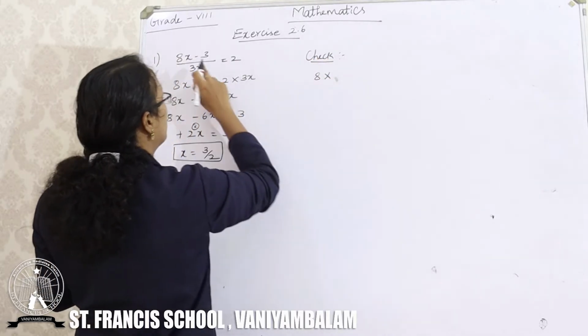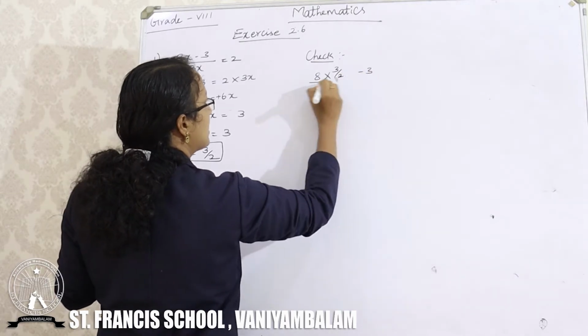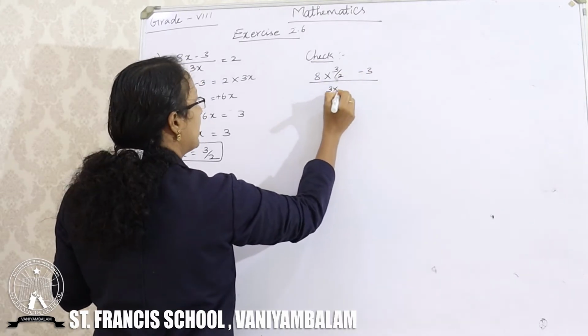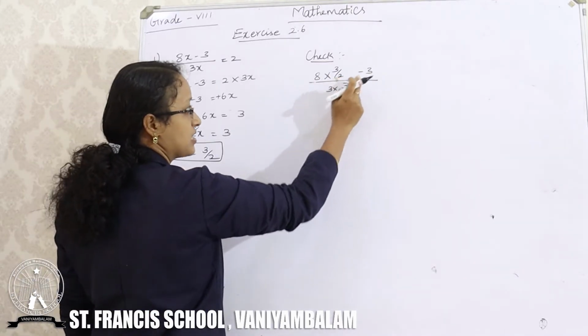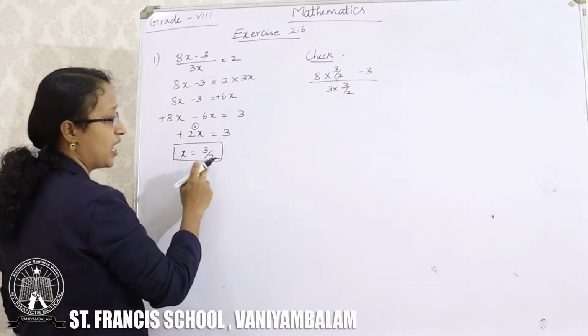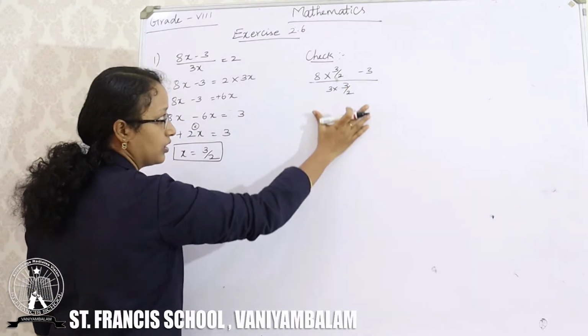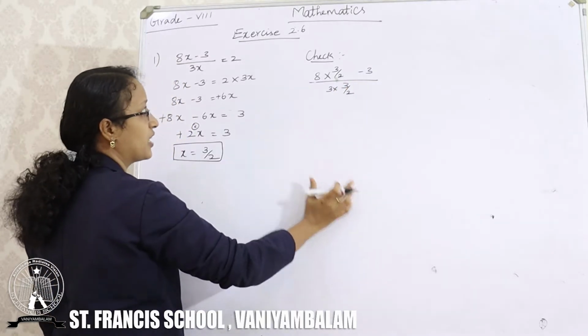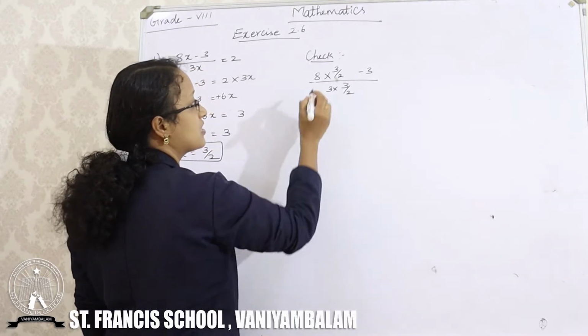8 into, here you have numerator 3 by 2 minus 3, divided by 3 into 3 by 2, right? 8 into x minus 3 is equal to 3 into x. X value is 3 by 2. You should get 2. This is your LHS, that is left hand side. If you are getting the answer 2, then your answer is correct.